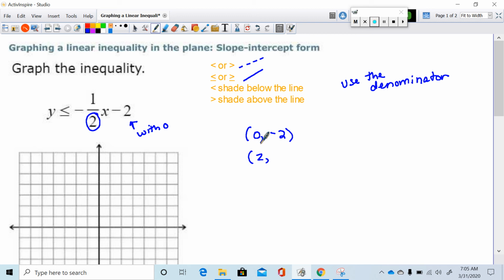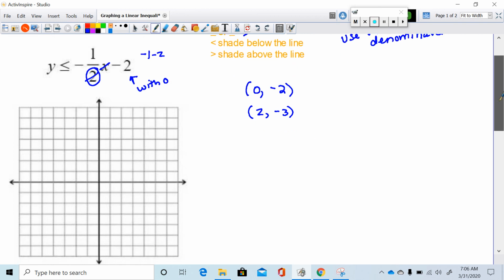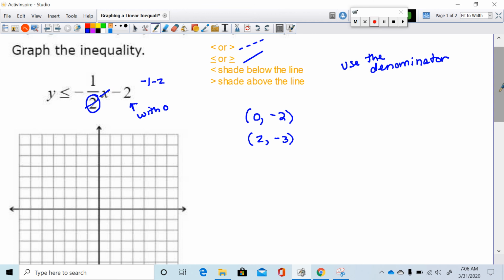Here's the reason I use the denominator. If you use the denominator, then that actually cancels out the x and you do whatever's left. So this is -1 minus 2, which is -3. So that's why I use the denominator. I don't have to build a table that way. It's just a whole lot easier because you only need 2 points to build a line. Okay, so 0, -2.